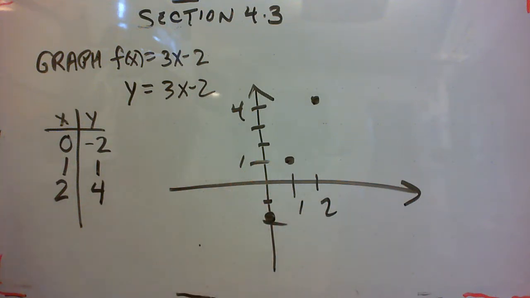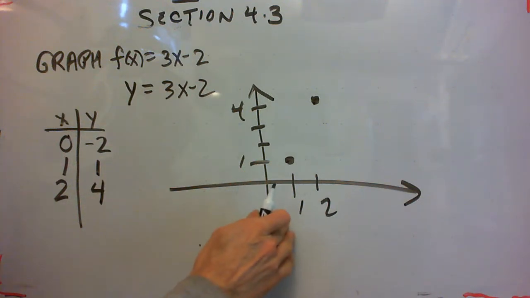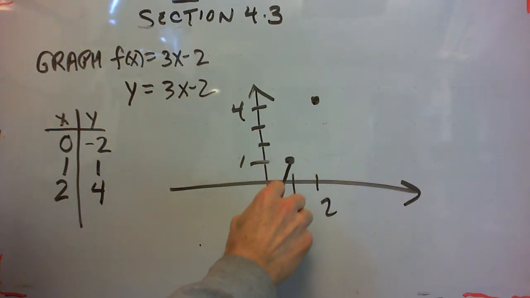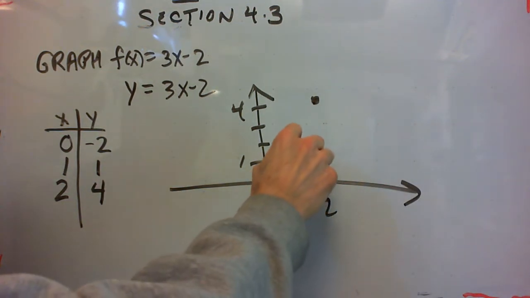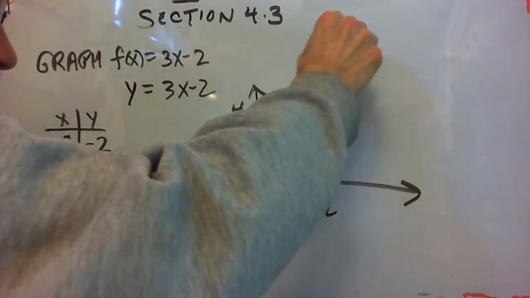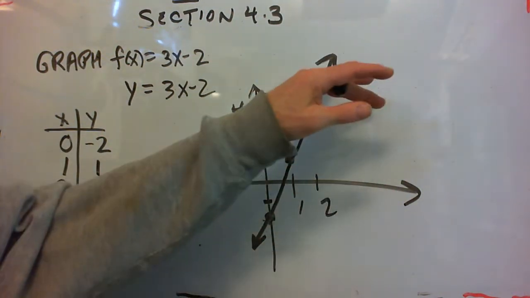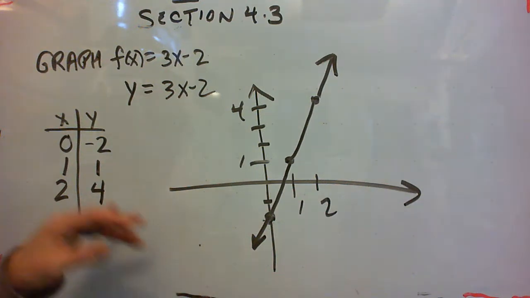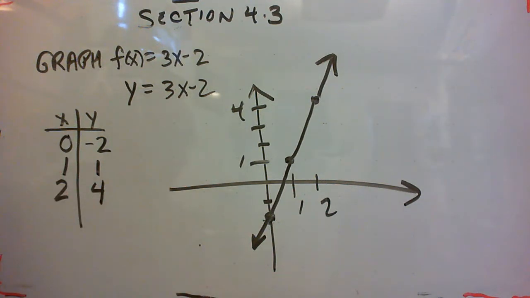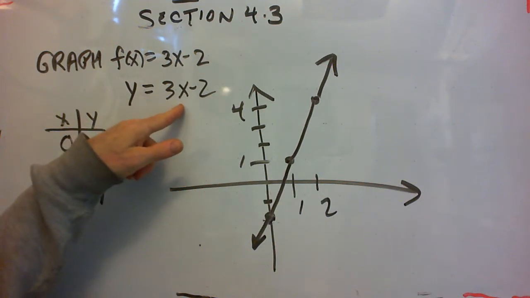And when we're graphing the function, we're graphing all possible solution points. All the points are going to reside on this solid line passing through these points. So that solid line with the arrows on each side represents all possible solution points you could get for y equal 3x minus 2.